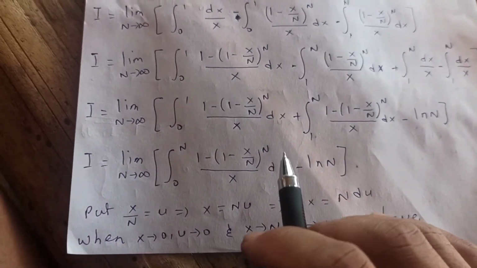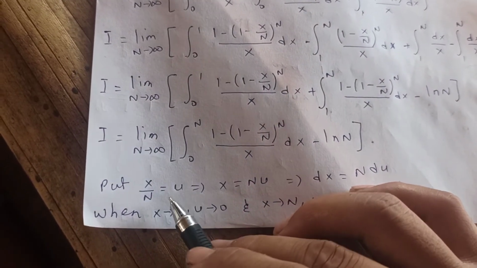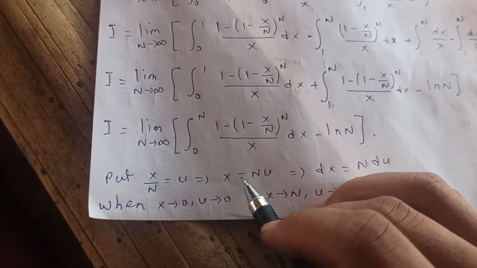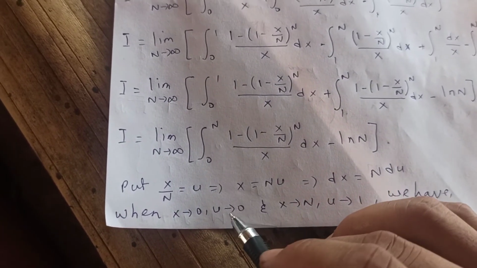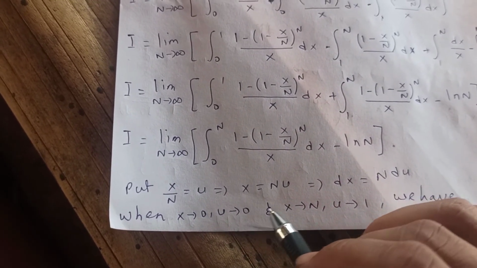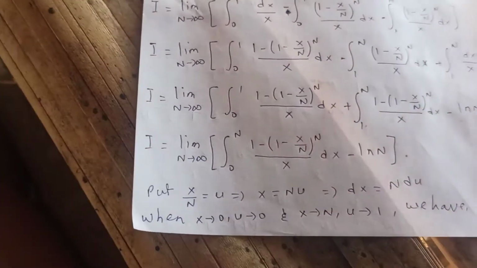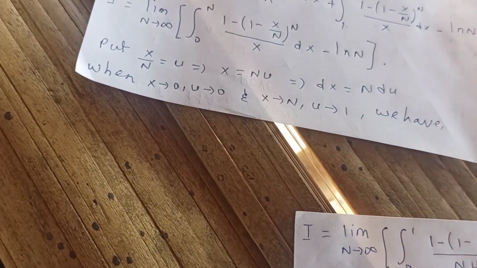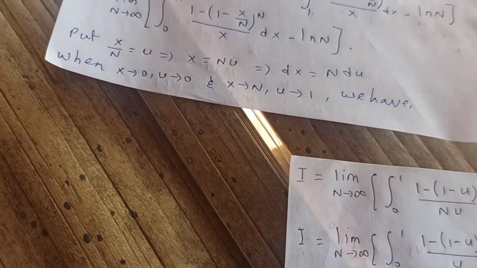Now we're going to use the substitution method here. Put x by n equal to u, so x equals n u, and dx is n du. Here n is constant. When x tends to 0, u tends to 0, and when x tends to n, u tends to 1. Then we continue on the next page.